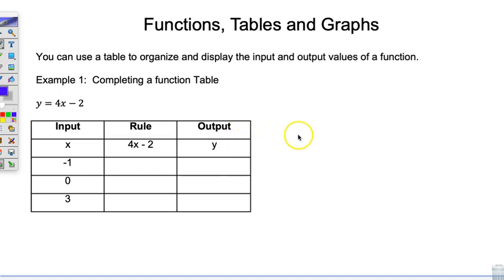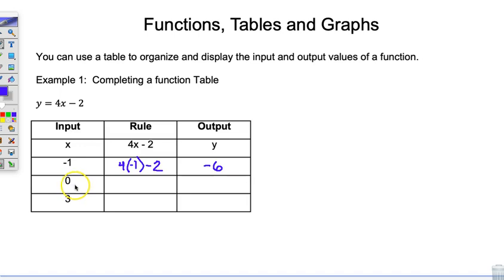So let's try a few right now. So you can see with the rule being here in the table, I can replace x with each one of these values. So I'm going to go ahead and do that. I'm going to keep the 4 right there. Instead of x, I'm going to replace it with that -1 and then keep the rest of the rule. Then I'm just going to follow order of operations and see what I would get from that. 4 times -1 is -4. -4 subtract 2 would be -6.